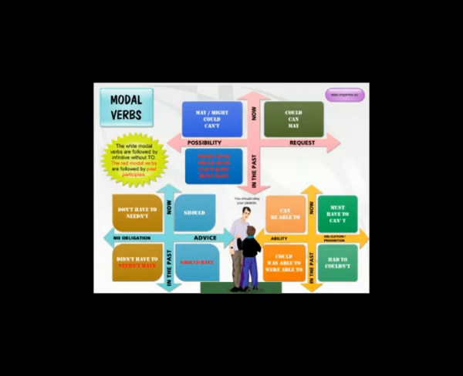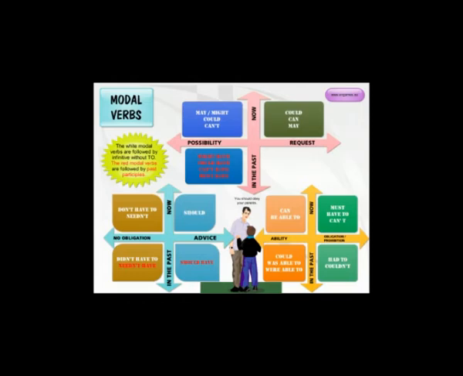Okay, firstly, I will talk about ability, which is when we can use can and could to talk about skill or ability. For example, she can speak six languages, and another one is my grandfather could play golf very well.